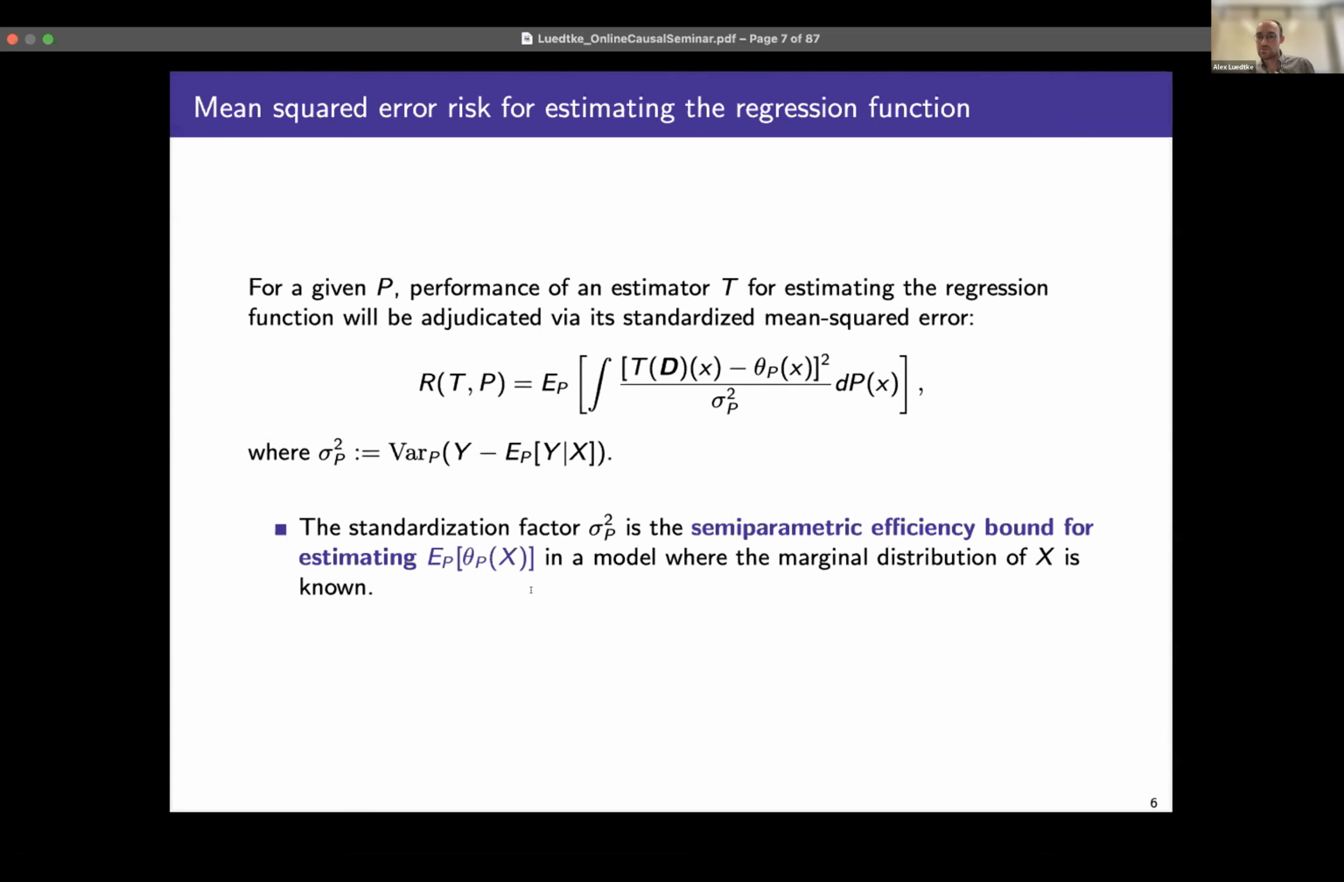Law of total expectation, that's just the mean of y. This is specifically estimating the mean of y in a model where the marginal distribution of x is known. That's one way of viewing the variance of the residual.